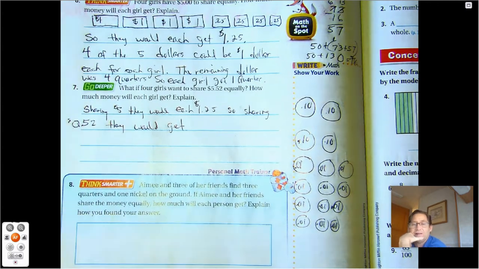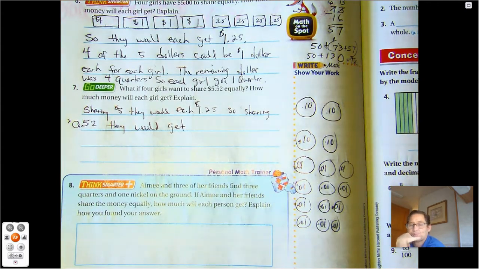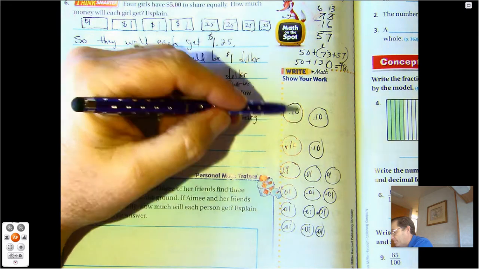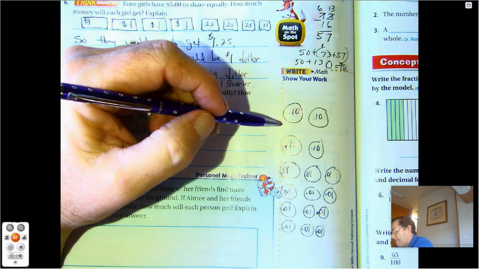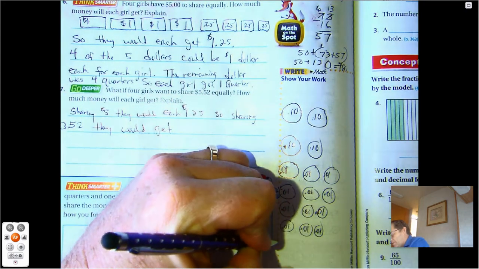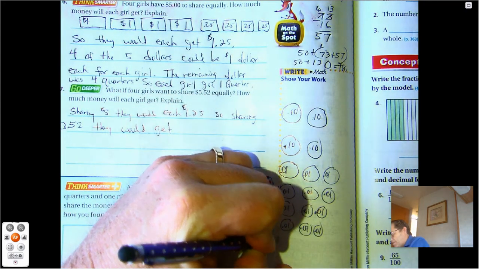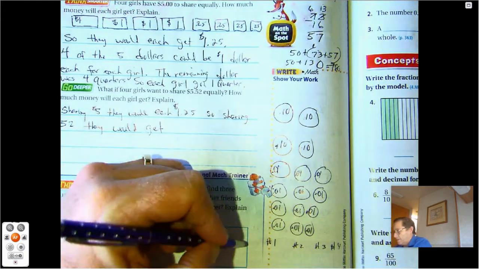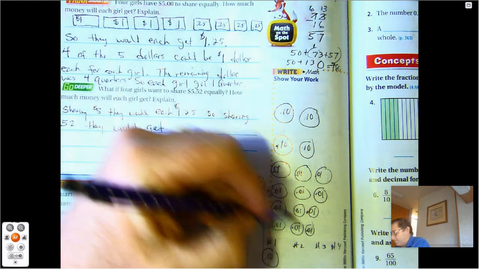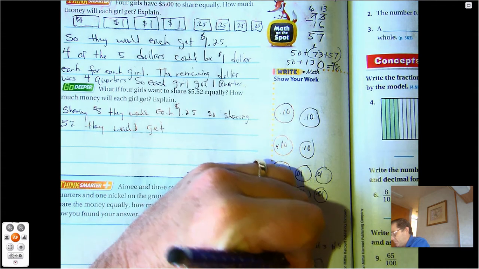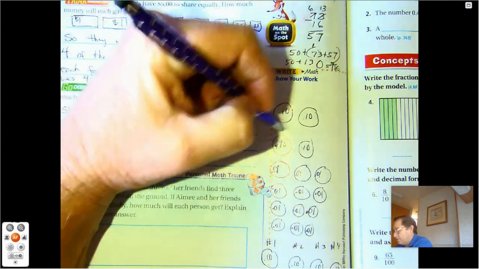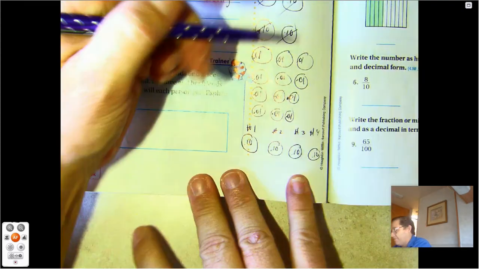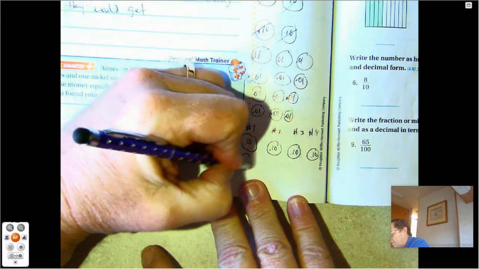All right, and we want to share that equally 4 ways. So girl 1, 2, 3, 4. Girl 1, 1 dime. Girl 2, 1 dime. Girl 3, 1 dime. Girl 4, 1 dime. Okay, so we shared the 4 dimes. Now we have 12 pennies to share, so I know I can share 1 at least.